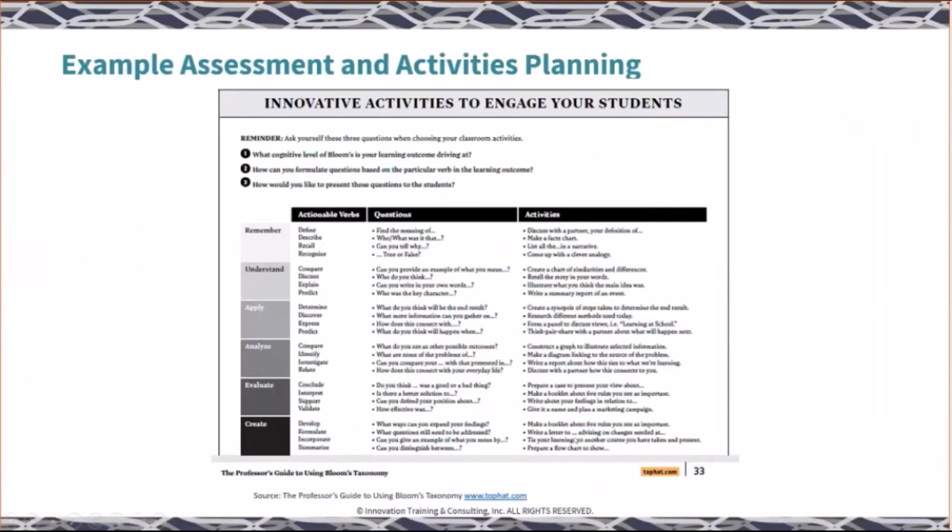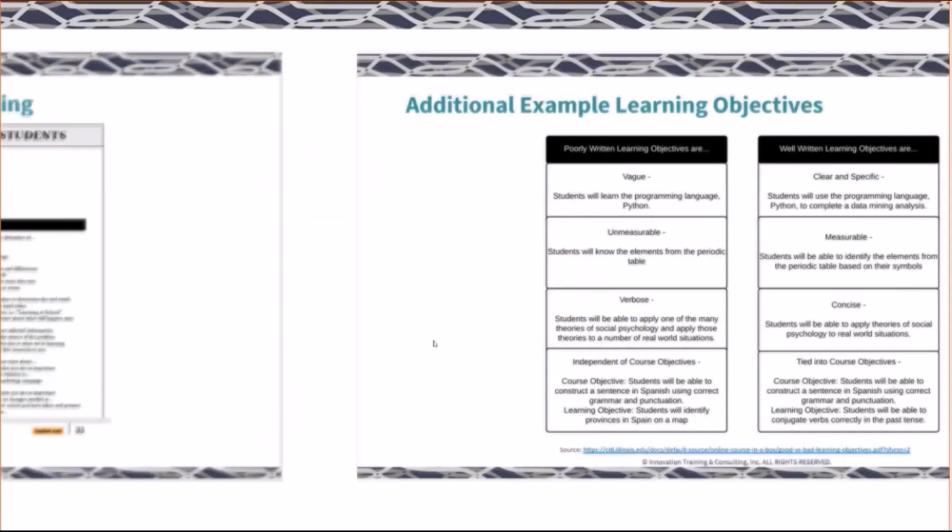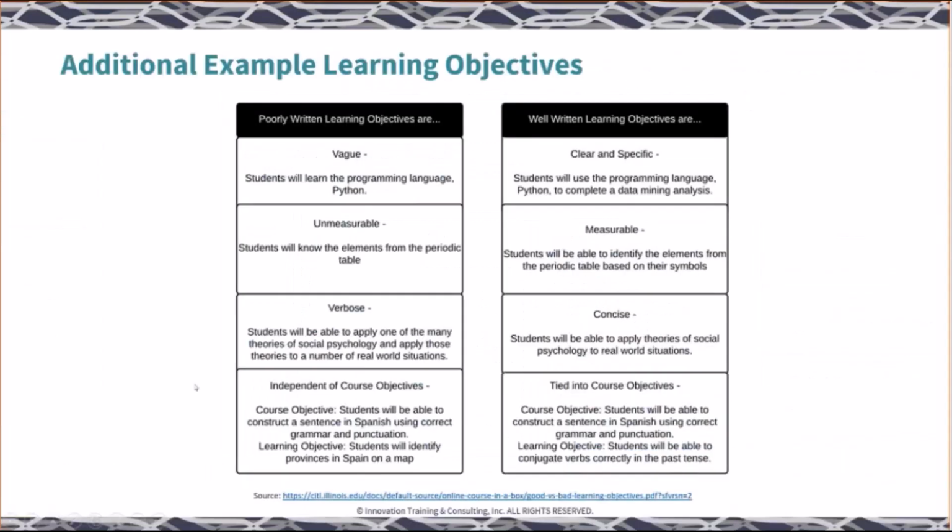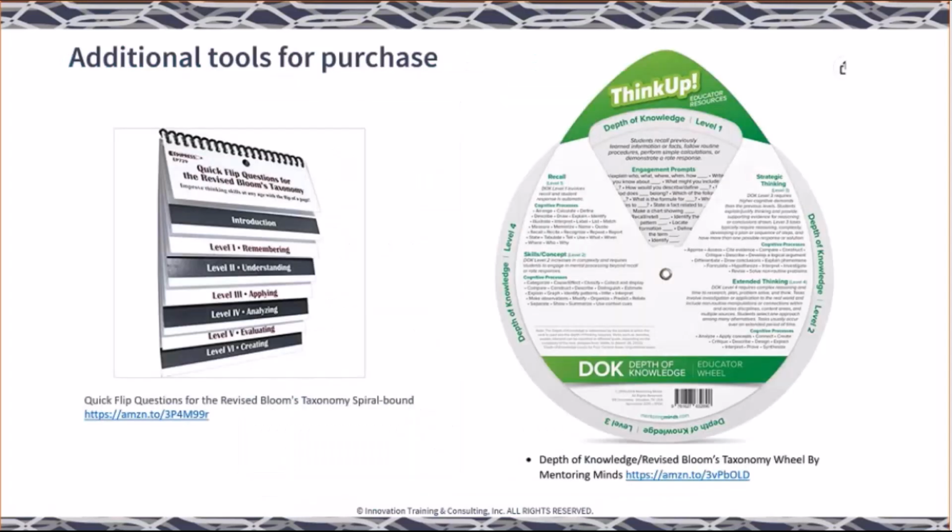And then from Top Hat again, similar to what JD put together, a different format. And then one last example of poorly written learning objectives and better written ones, just to help you become comfortable with recognizing when things are well done.